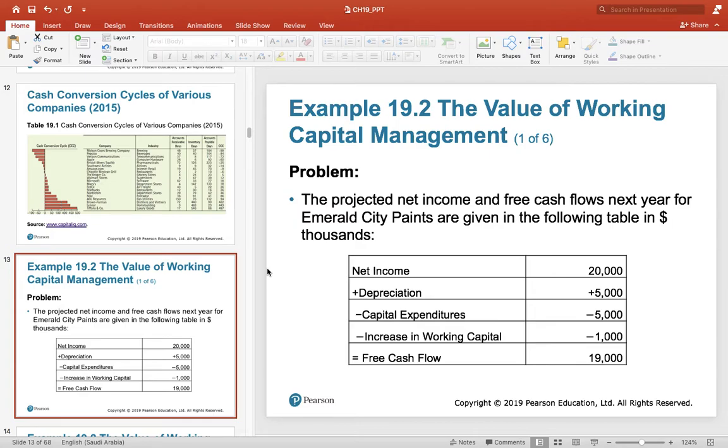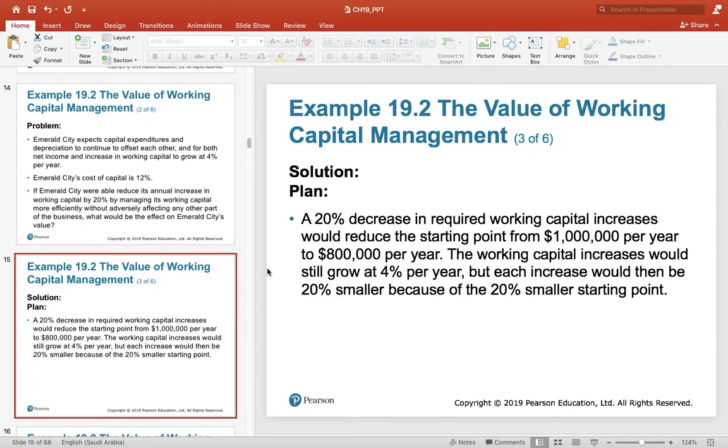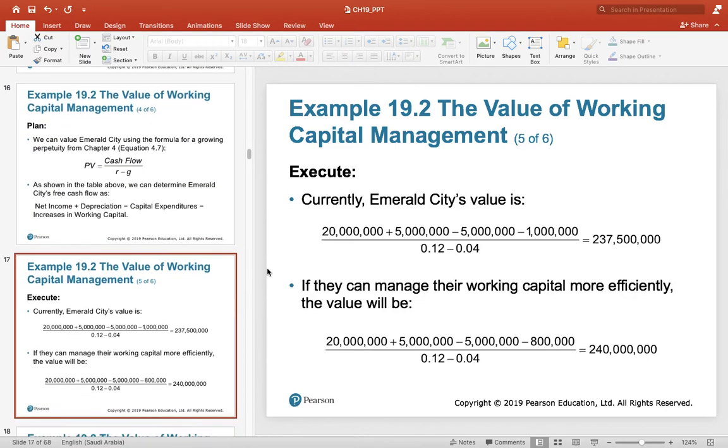For Emerald City Paints, the data is provided to you. Because the depreciation and capital expenditure are the same, working capital is the only difference here. The company has decided to reduce the working capital by 20%. If working capital is reduced, value should increase, free cash flow should increase. Does it happen or doesn't it? We can see in this exercise.